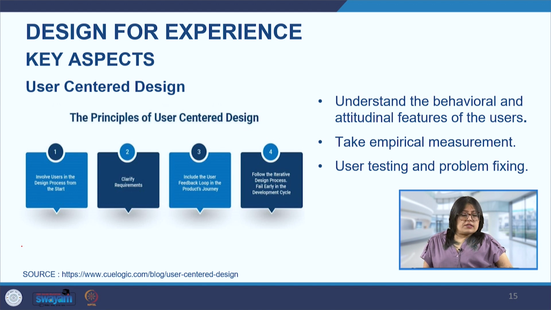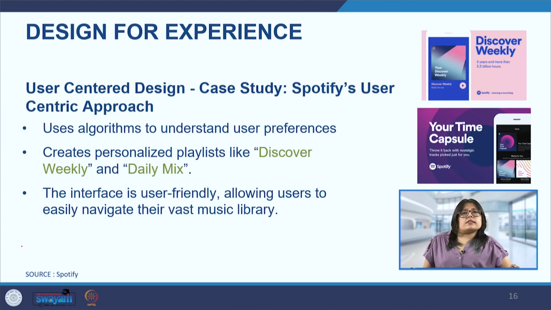This is another case study by Spotify, where they also use the user centric approach, and they also design these algorithms to understand the user preferences. So if some user is listening to, say, classical music, and they are gravitating towards classical music, now the application understands that this is what they lean towards, and if a playlist is to be made, they will include more of those classical songs.